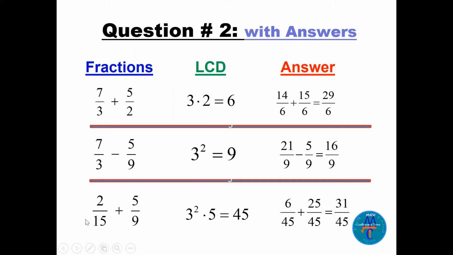So I multiply the first one by 3 and 3 to make it 45. The second one I multiply by 5 and 5. So it becomes 31 over 45. Now ready for more examples?